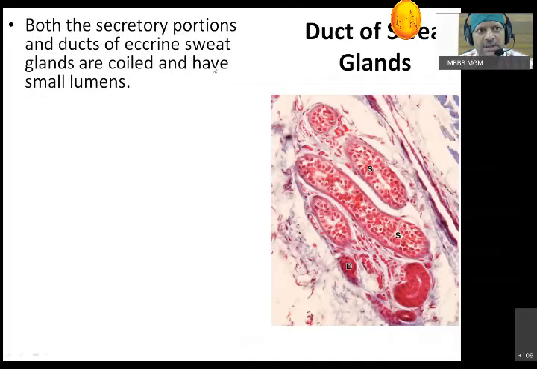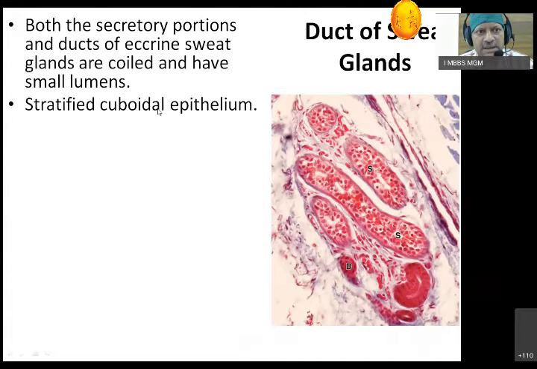One duct has a small coil structure, small lumen, stratified. This is what you have to remember. This is the place where you get a stratified cuboidal epithelium. So ducts have stratified cuboidal epithelium. We will be seeing stratified cuboidal again when we talk about the salivary gland ducts also.